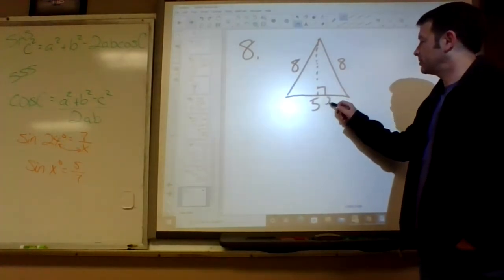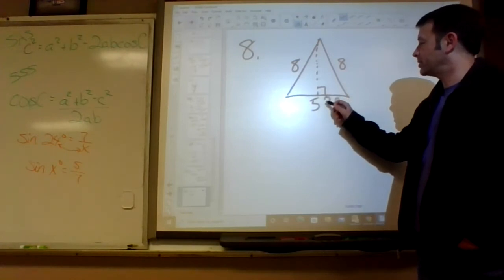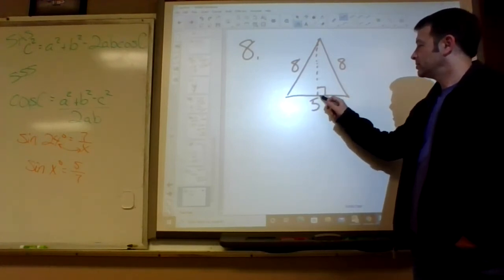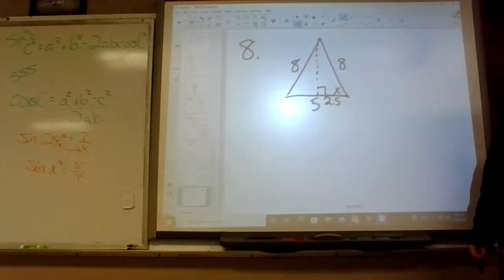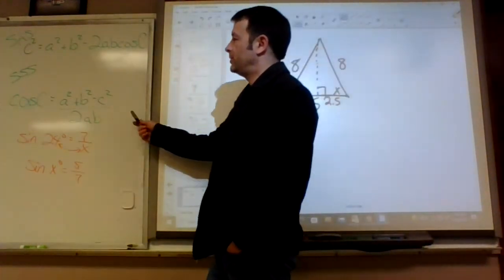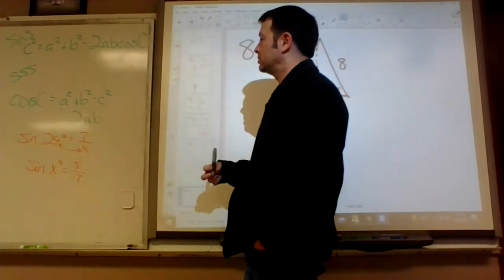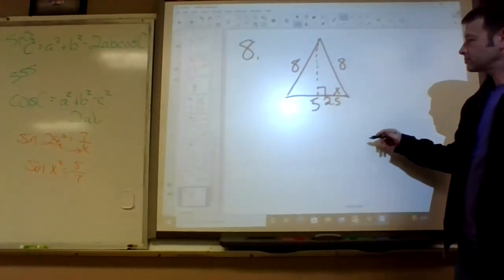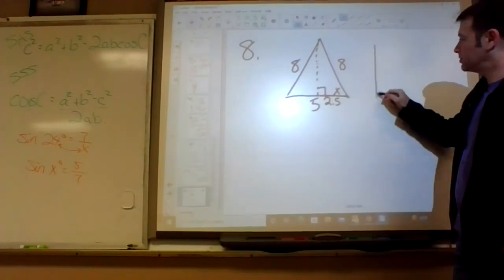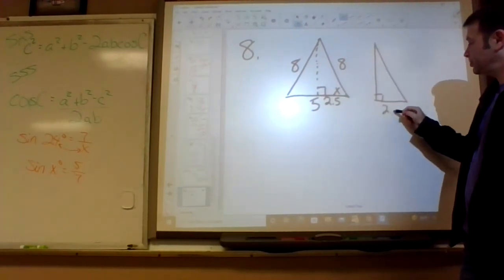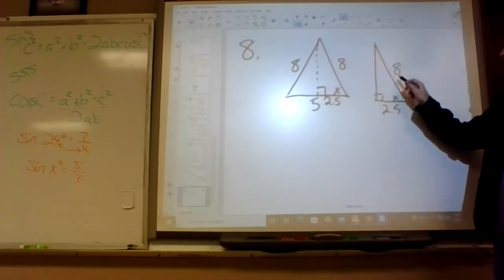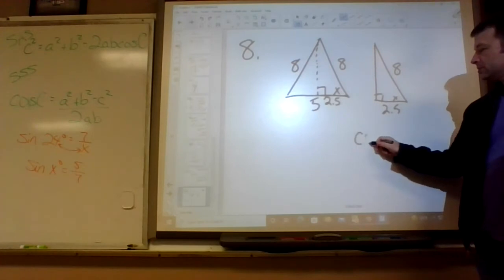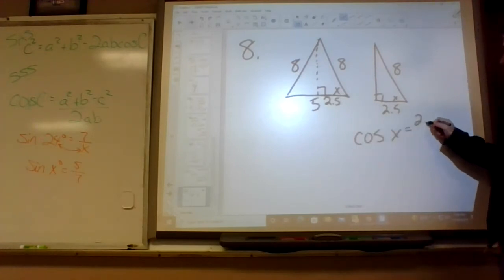This is like number 1 from yesterday, I think. So this is 2.5. Call that x. So yeah, you could use law of cosines, the angle version, or we've got a little right triangle there with 2.5 and 8. So this is adjacent over hypotenuse for x. Cosine of x equals adjacent over hypotenuse.